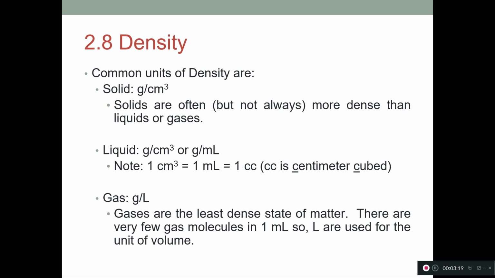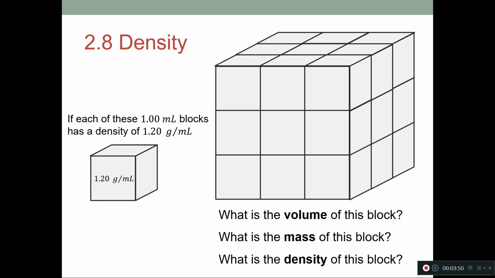Gases, which are often a lot less dense than liquids and solids, we use the liter for the volume unit. And that's because we want to capture a lot larger amount of the gas in order to get the density, whereas if we were doing something with milliliters or cubic centimeters, that's such a very small volume that it would be hard to actually get a good reading on the gas. And so when we're thinking about density, we call this an intensive property, which means that it does not depend on the amount of stuff that's there, whereas things like mass and volume do depend on the amount that's there.